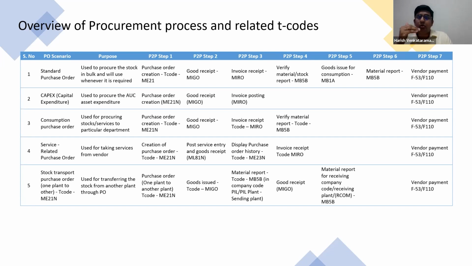Once the goods and invoices are done, we verify the material stock, which is updated, through the material report MB5B. If it is required for consumption, we issue the goods for consumption through transaction code MB1A. Again, to verify whether the goods issue has been consumed or reduced from our inventory, we can use the material report MB5B. And finally comes the vendor payment, which is done through transaction code F110 or F-53.